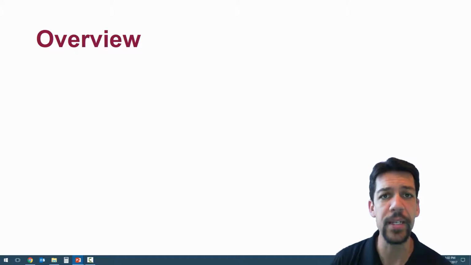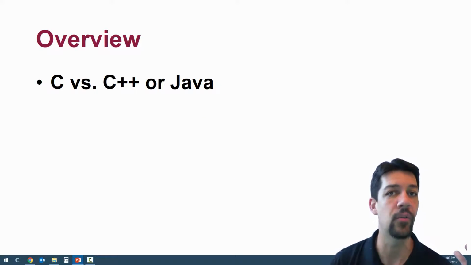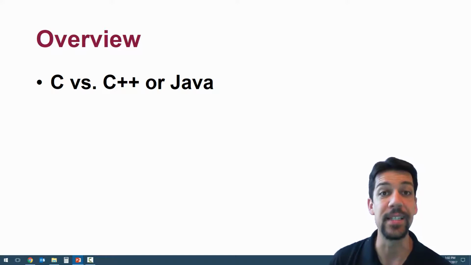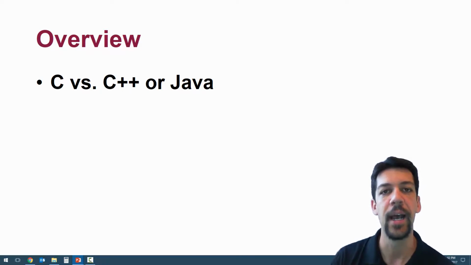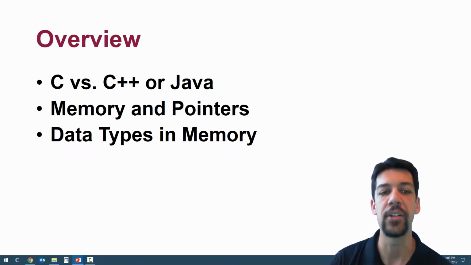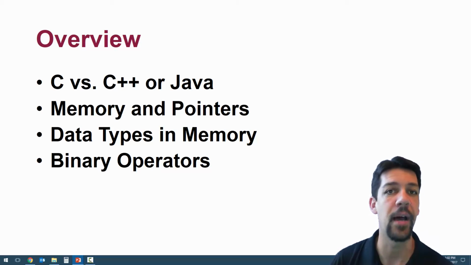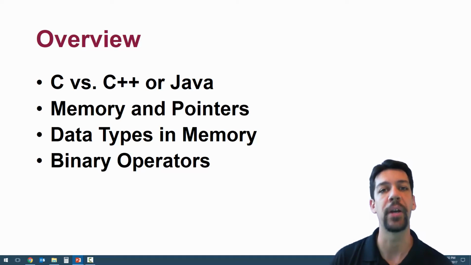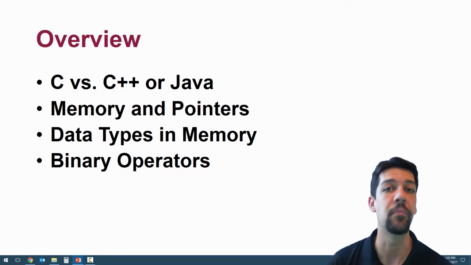So the rest of this sequence, we're going to be talking about what is different between C and C++ or Java, looking at some of the language constructs and things that we can and can't do in C and C++, just refreshing your memory there. We're going to talk about memory and pointers, make sure you understand how memory is laid out and how the programming language interacts with that. Talk about how different data types interact in memory, and look at binary operators, refresh our memory on how binary operators work. These are the bitwise operators, how we can manipulate bits individually in these systems.